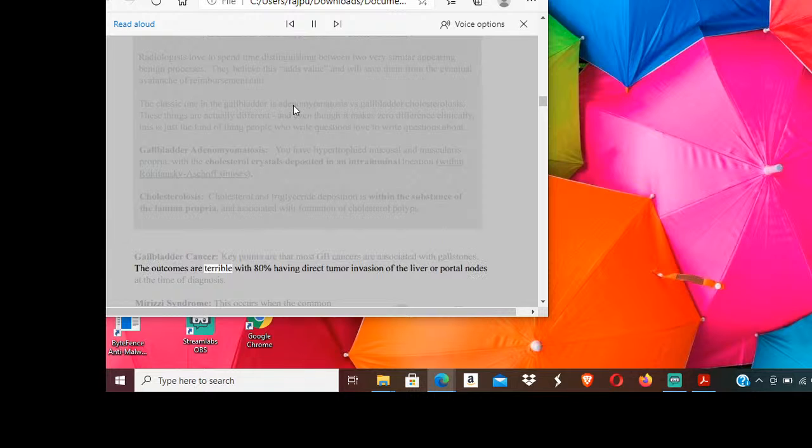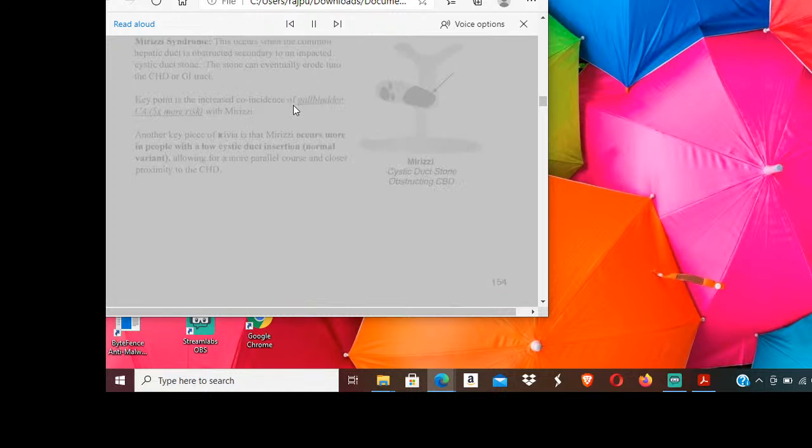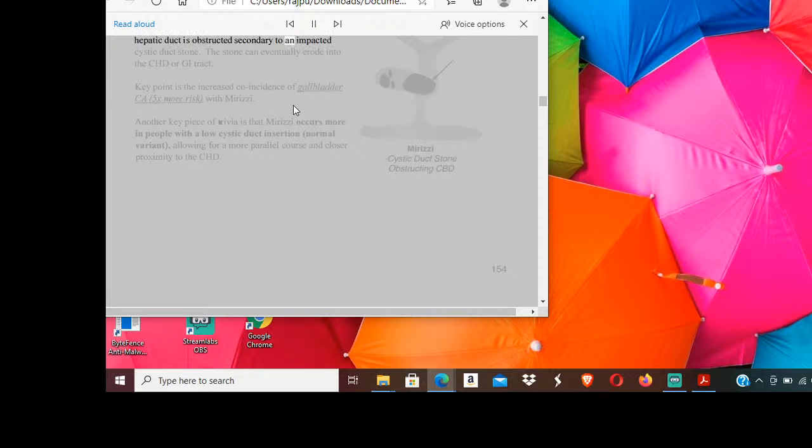The outcomes are terrible, with 80% having direct tumor invasion of the liver or portal nodes at the time of diagnosis. Mirizzi syndrome. This occurs when the common hepatic duct is obstructed secondary to an impacted cystic duct stone. The stone can eventually erode into the CHD, or GI tract. Key point is the increased coincidence of gallbladder CA, 5x more risk, with Mirizzi.